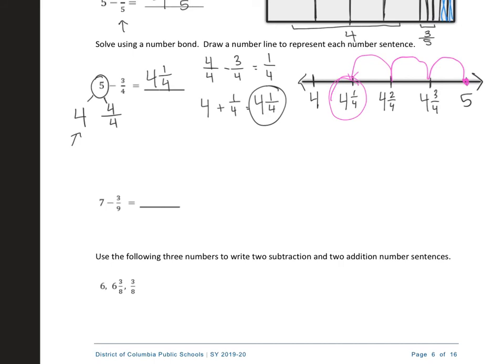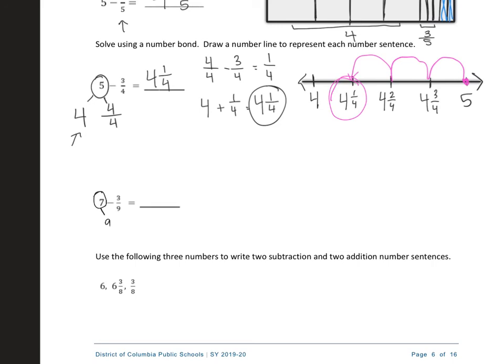All right, and once again, I'm going to do the same thing I did up above, using the above one as an example. 7 is going to be my whole number. Now, I need a fraction that I can subtract 3/9 from to make this easier. So I'm going to pull out one whole, and I'm going to pull it out using fractions. So I'm going to pull one whole out using ninths.